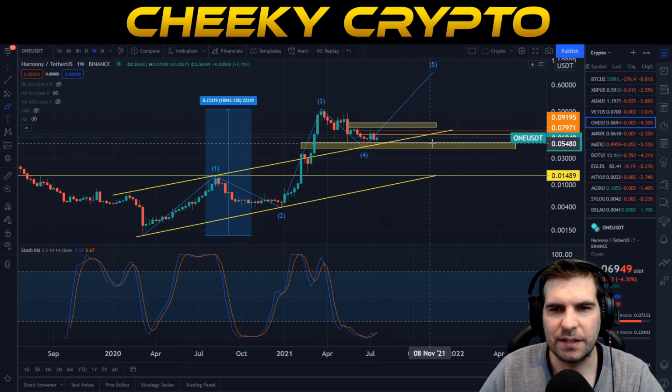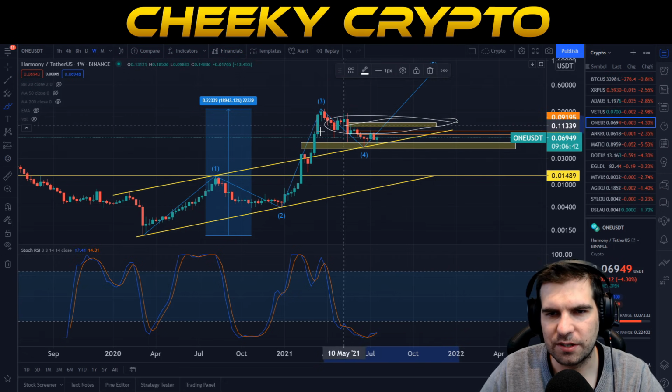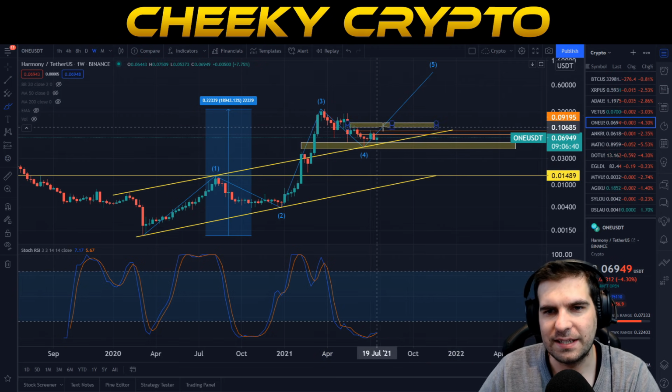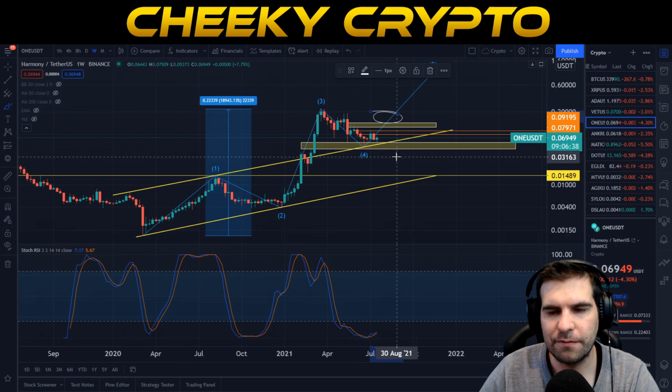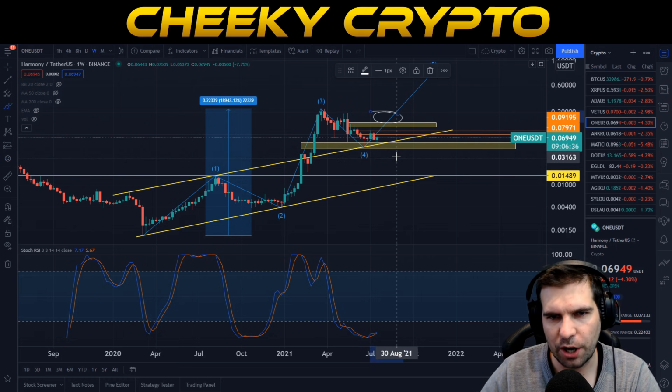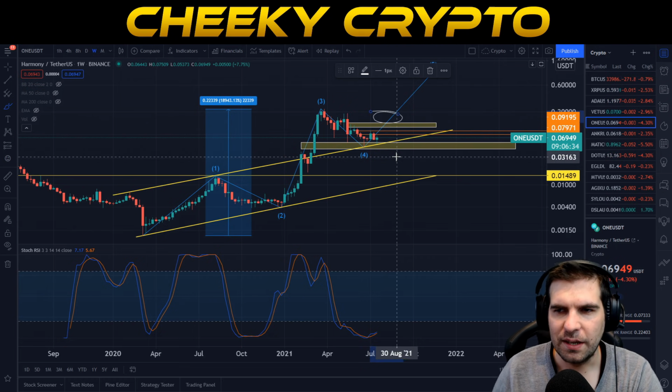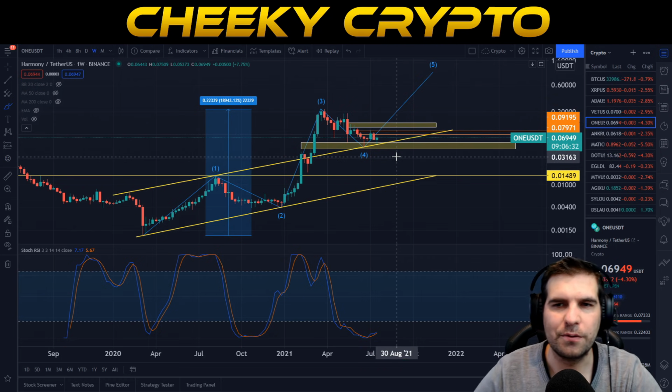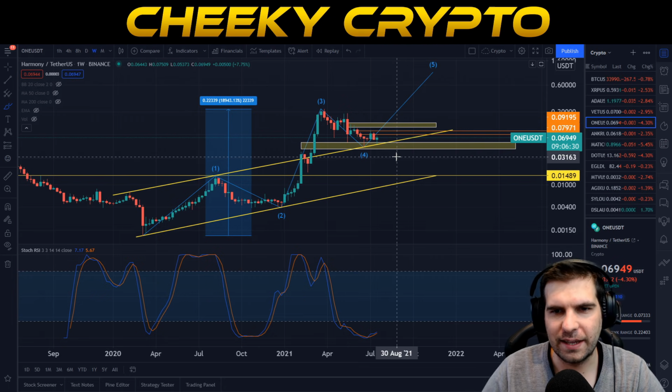Okay, so the other thing obviously is we have the yellow box just at the top here. Now this yellow box is the area that we want to see a closed candle above. That really does signal us moving on up to the fifth wave, where we can see the 80 cent to $1 level for eW1 coming in. Okay, that's not going to be quick.